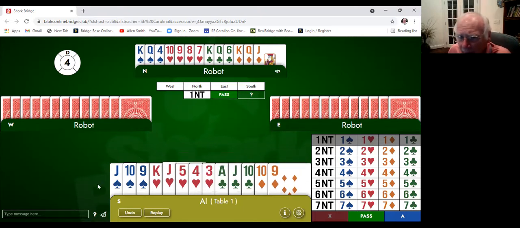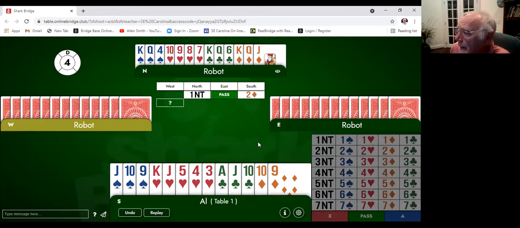Okay, we look at our hand too and go, well, we've got lots of 10s and 9s. Okay, and we're 5, 3, 3, 2. So this has got real potential both as a suit contract and as a no trump contract. So we transfer to hearts by bidding 2 diamonds.